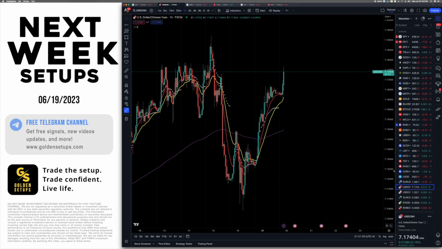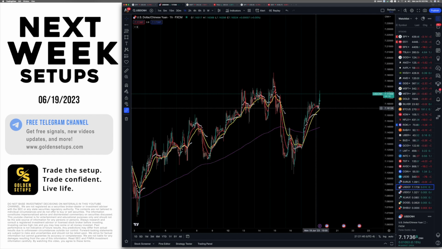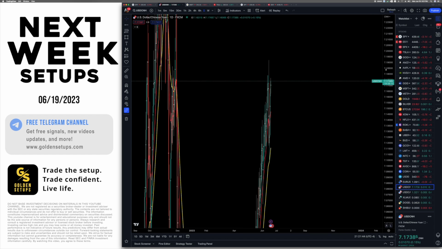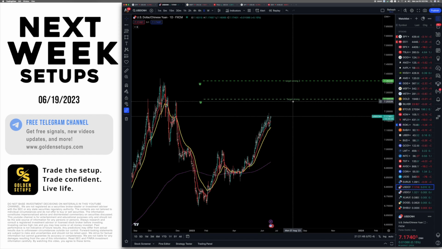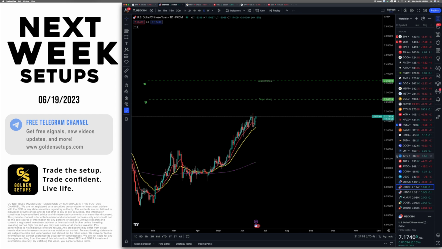Let's look at the USD and the Chinese yen. Let's see what we got here. Not really much to report here, to be honest with you. Let me look at the daily real quick, a higher time frame. And what am I seeing from the higher time frame? There we go. We still have our target strong and our target two strongs. We haven't gotten there just yet, but looks like we're well on our way.